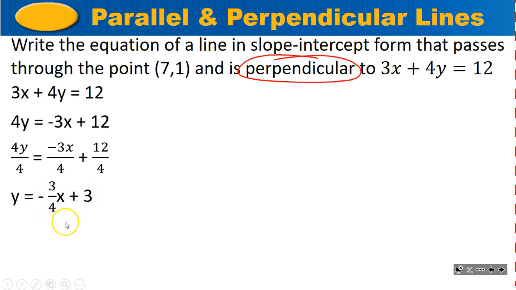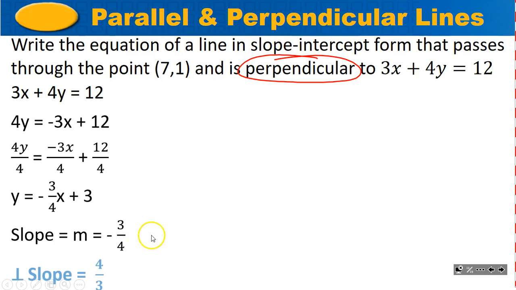So our slope of the original line is negative 3/4. Now what we need to find is the slope of the perpendicular line. What we learned earlier was that we flip these numbers. So when we flip 3/4, we get 4/3, and if it was negative, it becomes positive. So our new slope, our perpendicular slope, is 4/3.